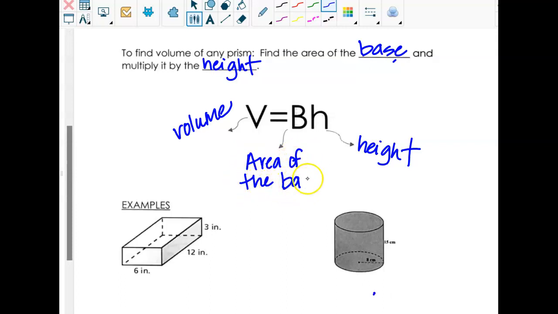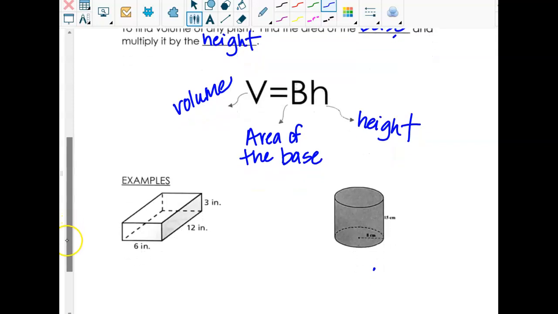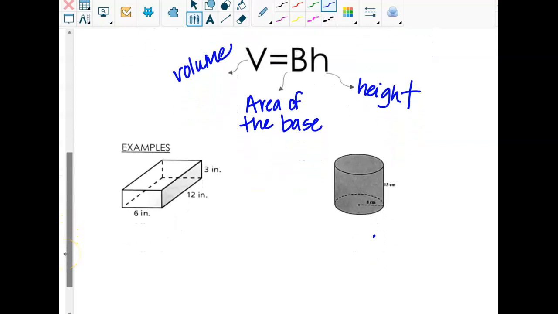So whatever the base is, if the base is a rectangle, you find the area of that rectangle. If the base is a circle, you find the area of that circle. If the base is a triangle, find the area of that triangle. So it's the area of the base times the height. So I'm going to do just a couple of examples, but then we're going to focus mostly on rectangular, even though I'm going to give you a couple different examples.